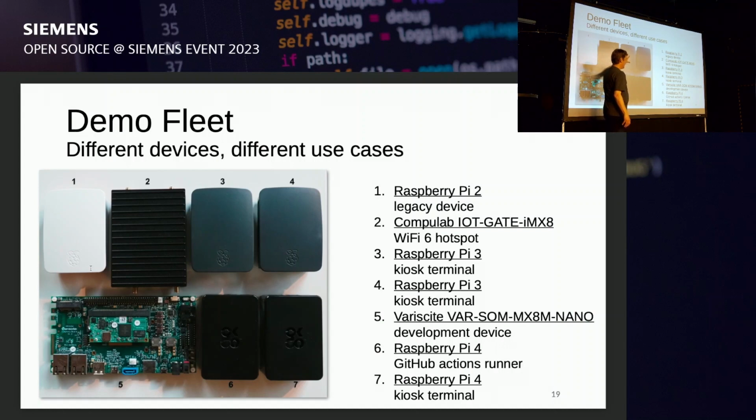Then we have a Raspberry Pi 3, which is a kiosk terminal, another kiosk terminal. Then here this looks like a typical development board. It's a Variscite board. And then we have two Raspberry Pi 4. One you already know, that's the kiosk terminal. And the other one is the GitHub Action Runner. Actually, my boys want to turn it into a Minecraft server. Still have to negotiate.